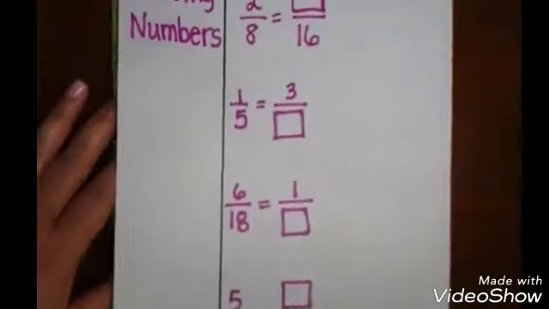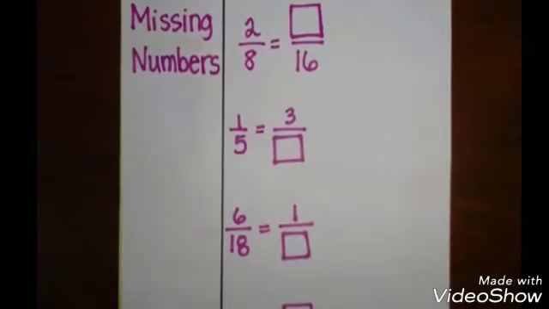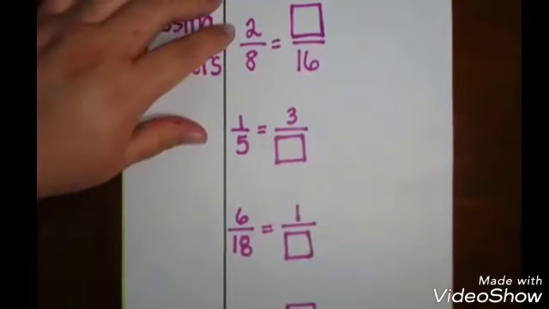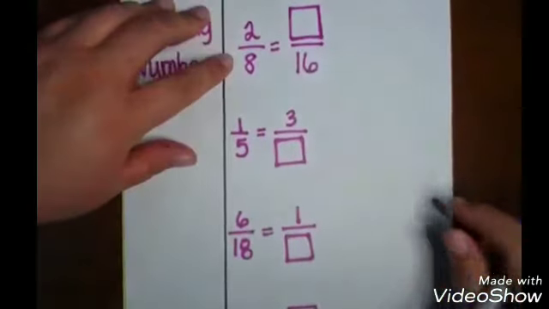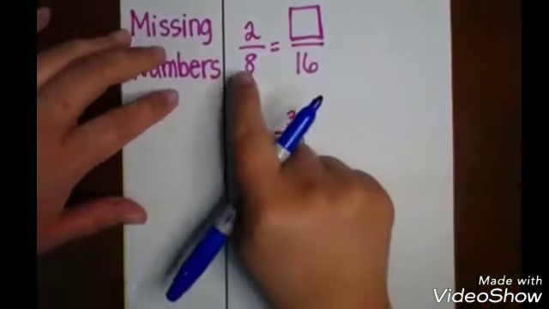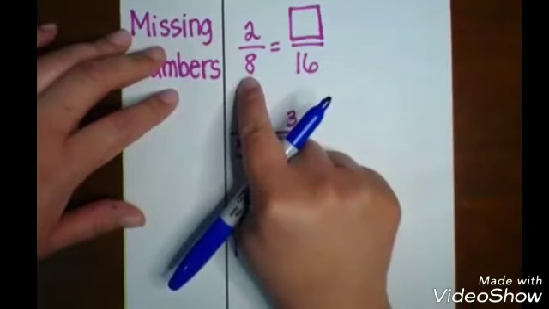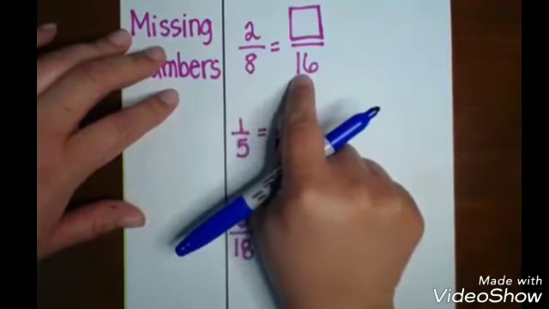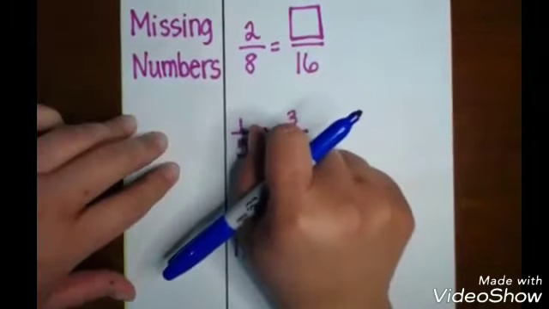You might have a problem that looks like this, finding the missing numbers. In this case, you have to find the number that is missing. So what I like to do is look at my numbers from left to right and see, okay, if my numbers from left to right are increasing, you are going to multiply to find the missing number.